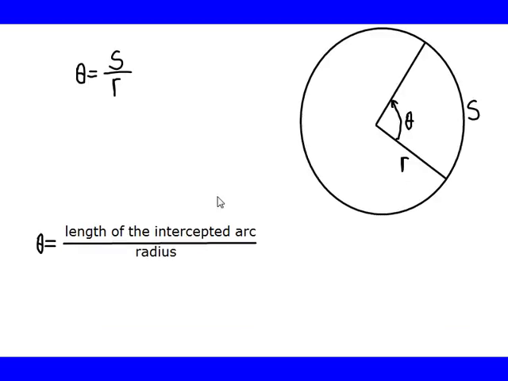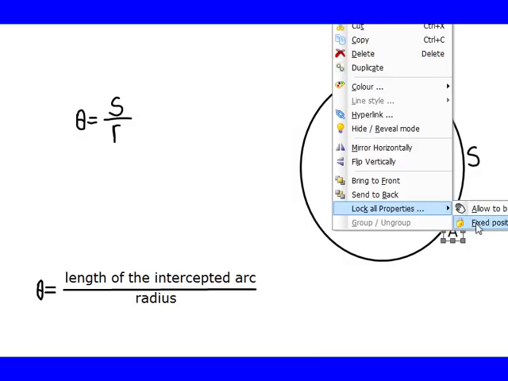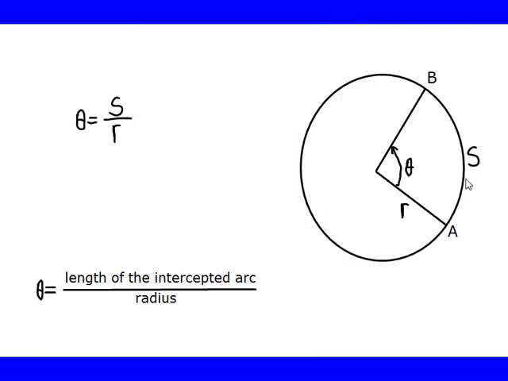So here's what we have. Angle theta, this is called angle theta. Angle theta is equal to the length of the intercepted arc. Let me label this so we can have something to refer to. In this case, we are looking at arc AB. So that's our intercepted arc.